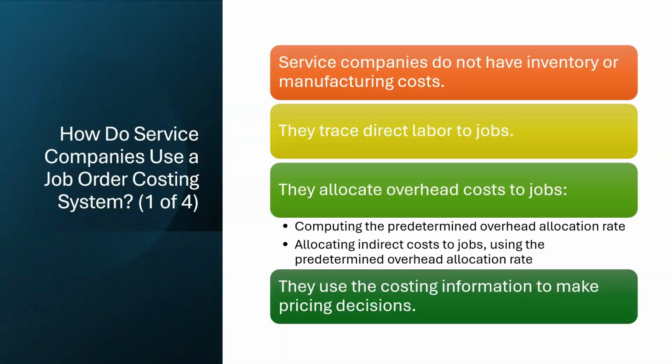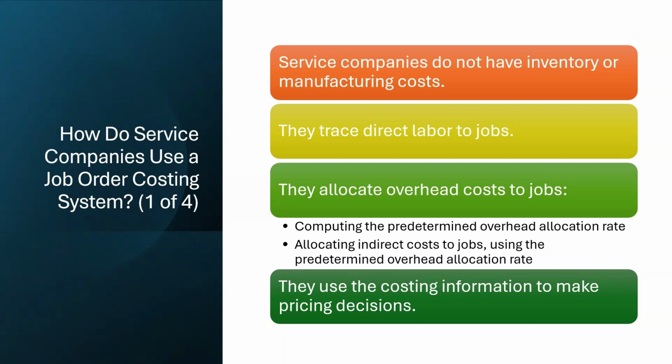So service firms have no inventory, but still incur operating costs that need to be allocated to jobs. The hourly rate is found by taking the total salary paid to a particular employee for the year and dividing by available work hours per year.